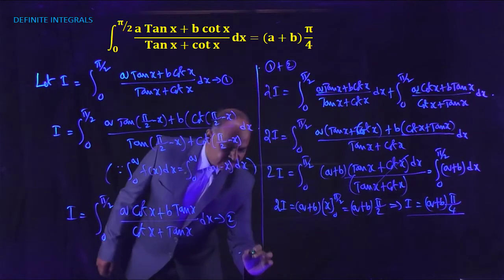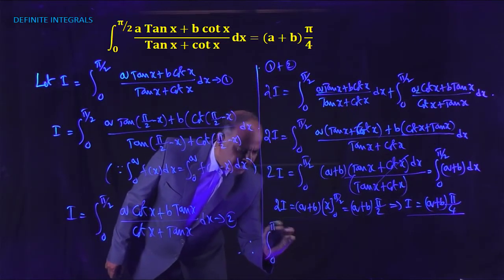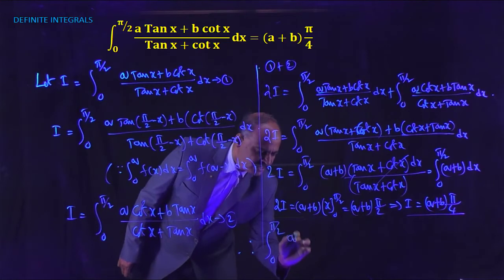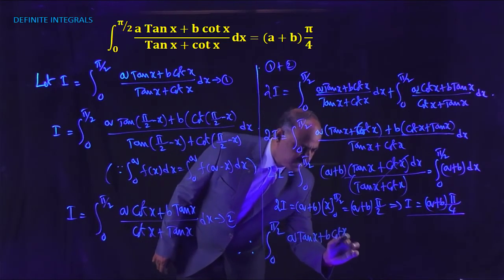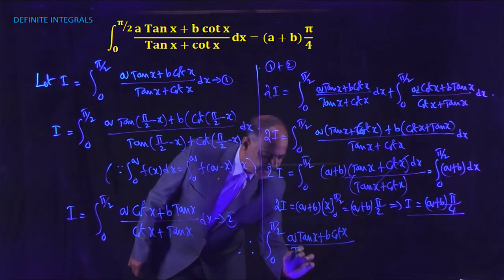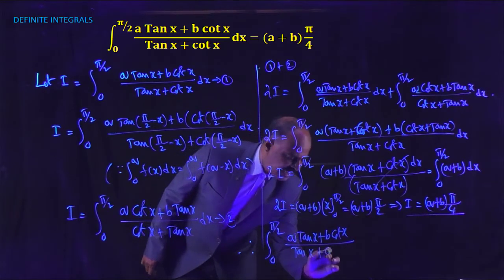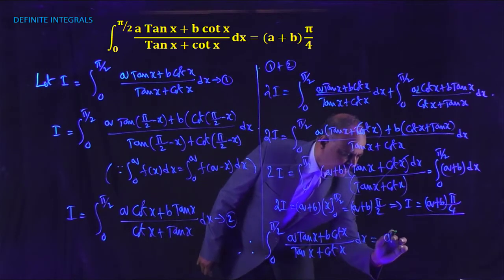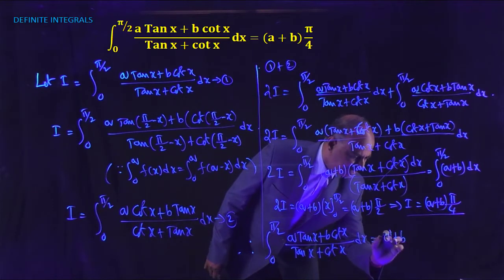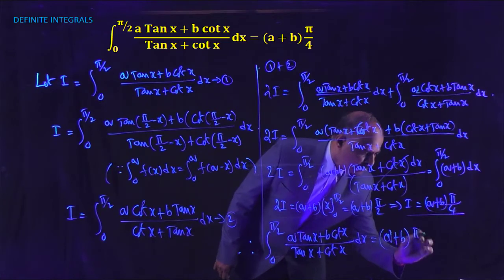Therefore integral 0 to pi by 2 of (a tan x plus b cot x) by (tan x plus cot x) dx equals (a plus b) into pi by 4.